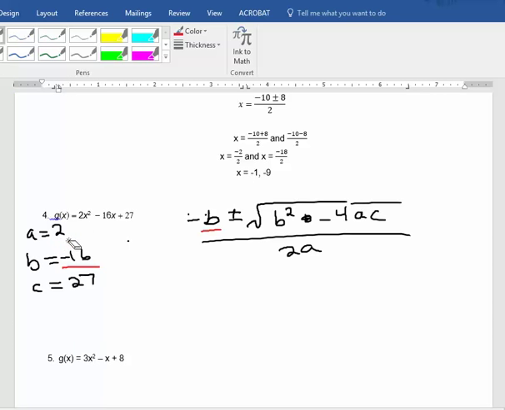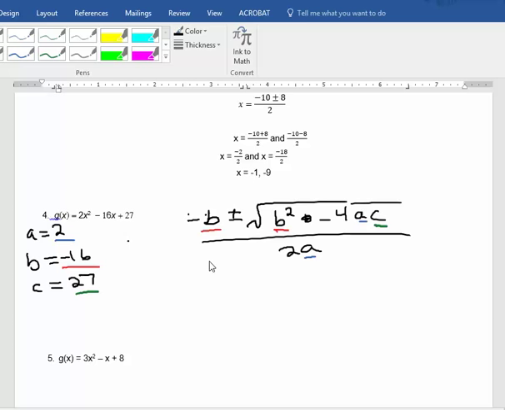And then what else do I need? I need the A. Here's the A. A goes here and here. And then here's the C. C only goes here. So I forgot to underline B, or else it erased itself. There we go. Okay, so B is negative 16.